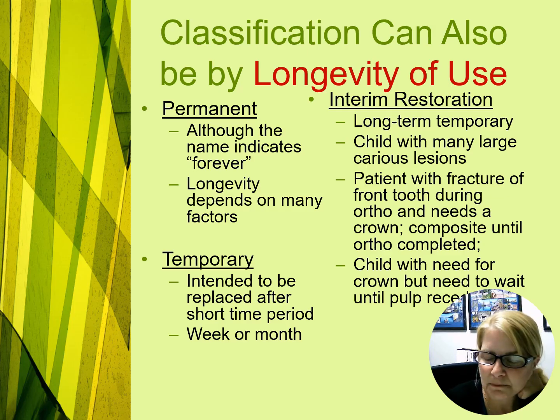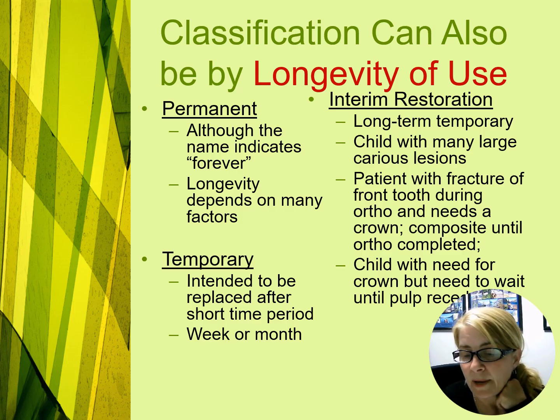If we have a child that has many large carious lesions and we're putting a temporary filling material in there like IRM, maybe they're 10 years old and we're trying to get them to 11 and a half when that tooth comes out. We're trying to keep that tooth in there for function and for keeping the space open for the permanent tooth. If we have a patient who has had a fracture of a front tooth, or a patient who is missing 7 and 10 congenitally and we're trying to keep a space open for ortho, we are doing long-term temporary restorations at that point.